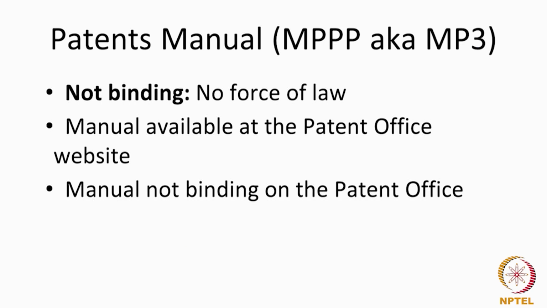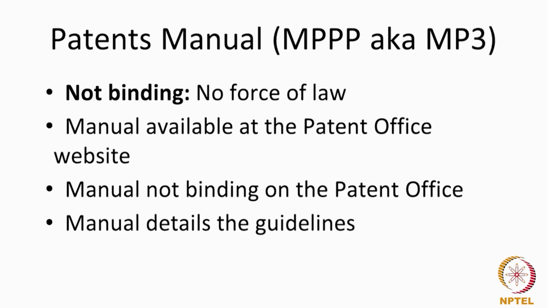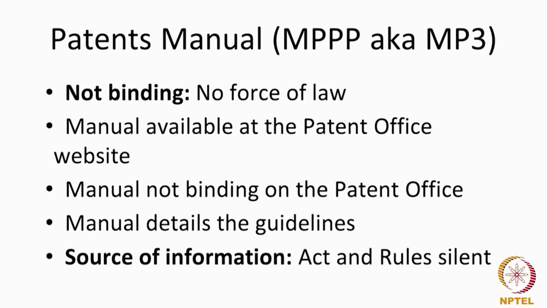So, if it does not have the force of law and if it is not binding on the Patent Office, then why do we need this manual? Now, the manual contains details on certain guidelines, and it is important to understand these guidelines because they throw light in cases where the Act and the rules are silent. So, we look at the patents manual, the Manual of Patent Procedure and Practice, as a document which gives us information on issues where the Act and the rules are silent.